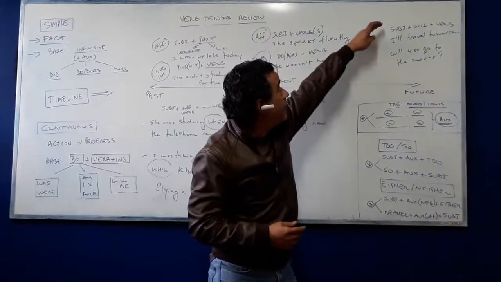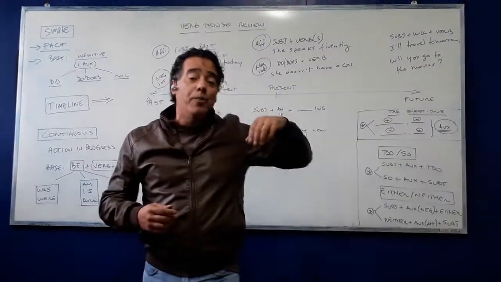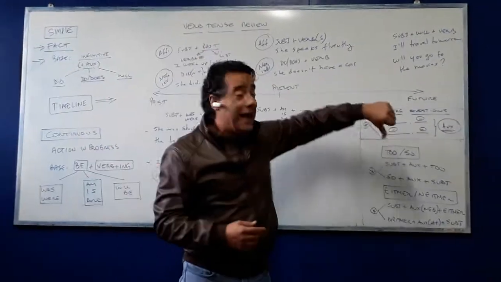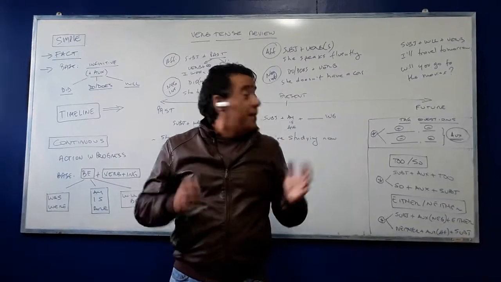Okay? Now, pay attention. She will travel tomorrow. I will buy a new car. Okay? In the negative, I won't buy a new car. She won't travel. Okay, guys? That's it.